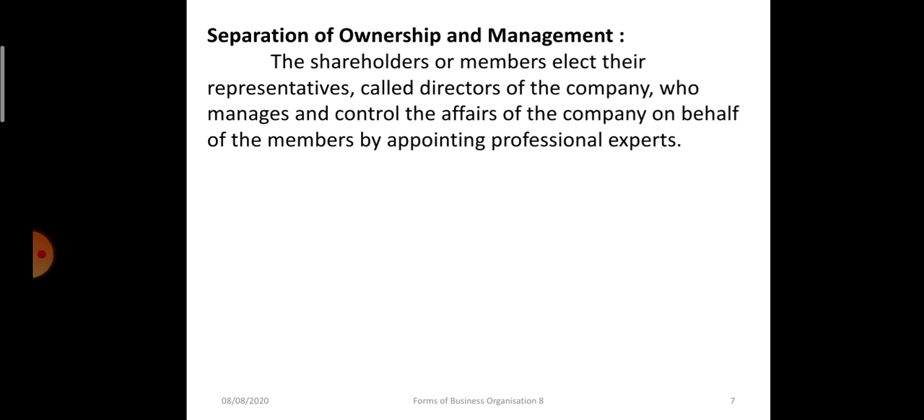Even the other forms of organizations had certain limitations. They were not able to hire experts because of lack of funds. But in the case of companies, they have access to huge funds, so they are able to hire good professional people. Examples: ITC, L&T, many Tata Group companies, Infosys. They all are managed by professional people. The shareholders are not managing the company.